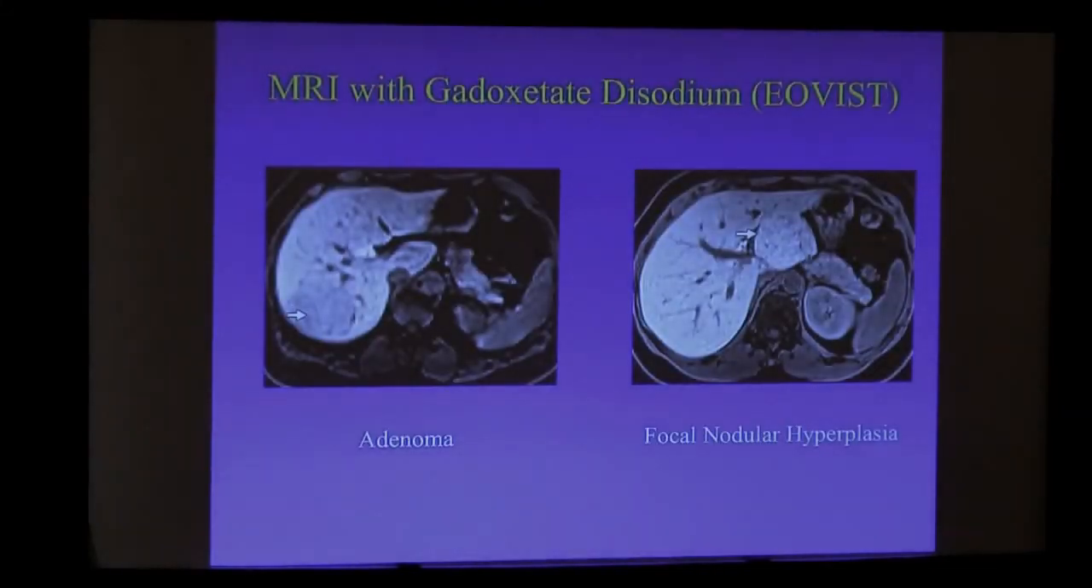This is an example of MRI with Eovist. We see that this is a cold spot in an adenoma, and in FNH, you can see enhancement of the parenchyma of the liver lesion.